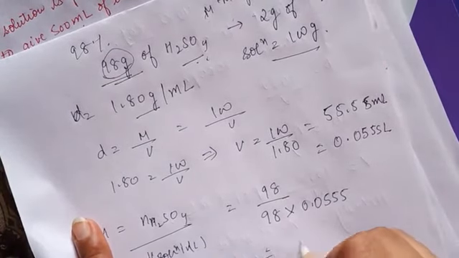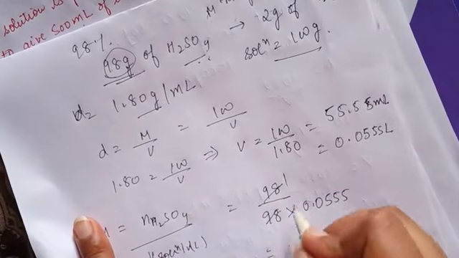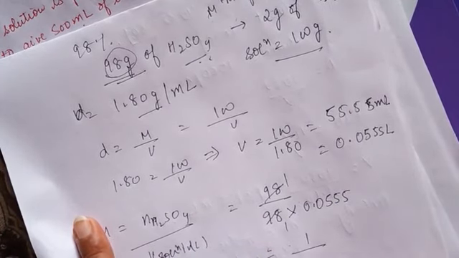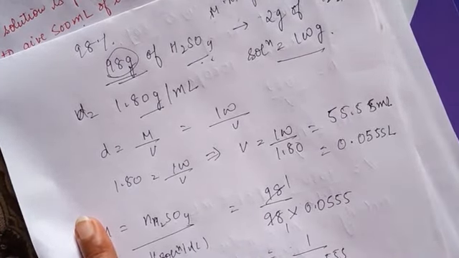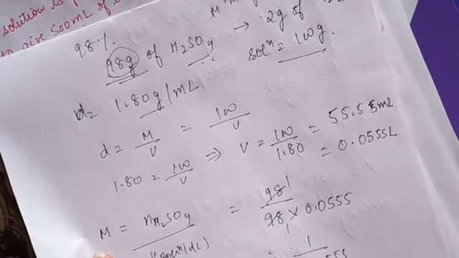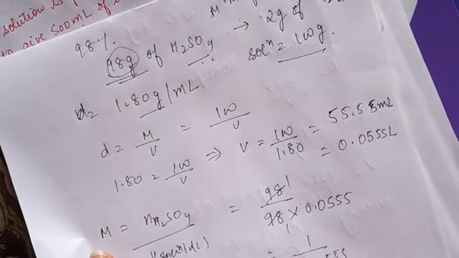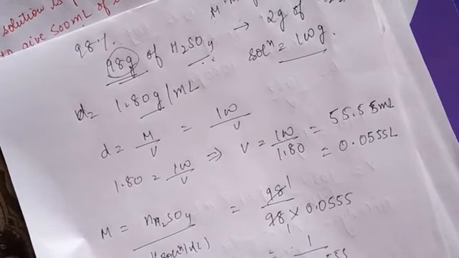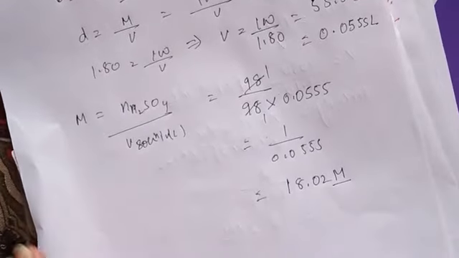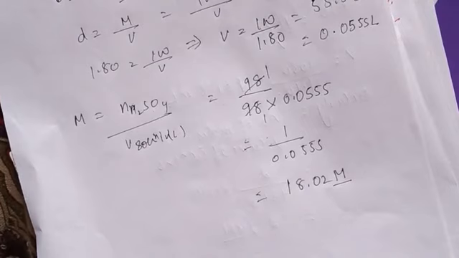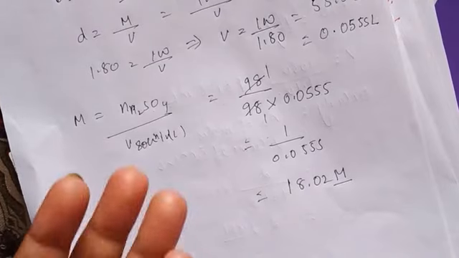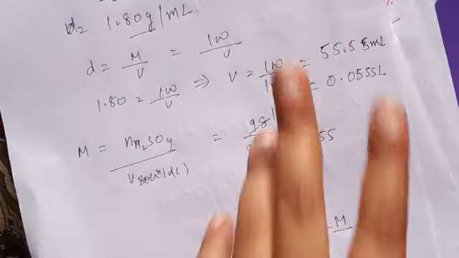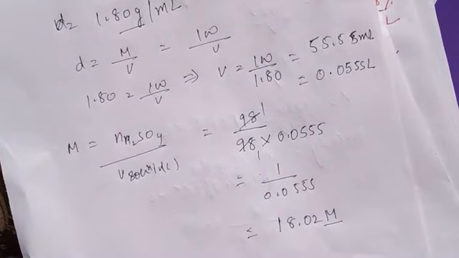The volume we have already found out in liters is 0.0555, so the moles divided by 0.0555, and the molarity comes out to be 18.02 molar, as the concentration was of the purest form of H2SO4, that means 98%.